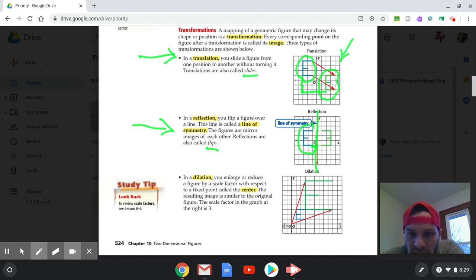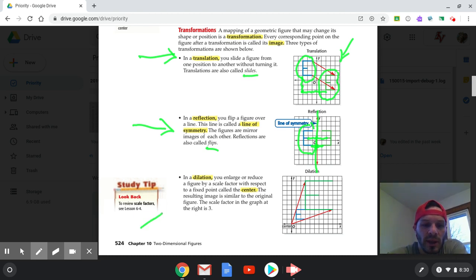What I want you to notice is that every point is now the same distance away from the line. So this little point right here is 2 away. This point right here is 2 away. And so that happens throughout. You flip it over the line. It's the exact same distance on the other side of that line.